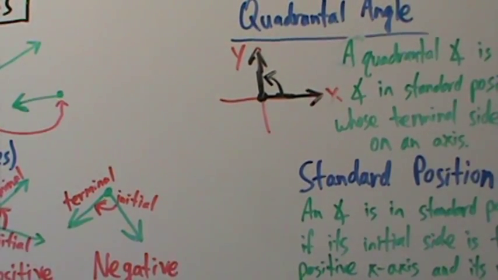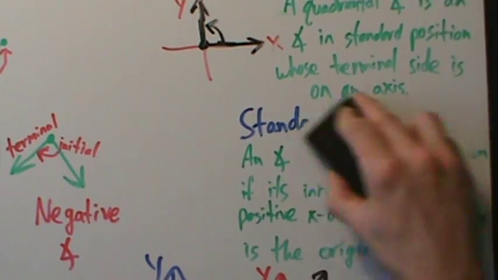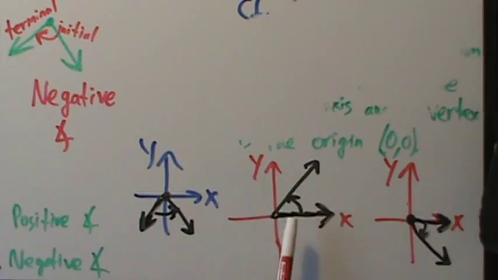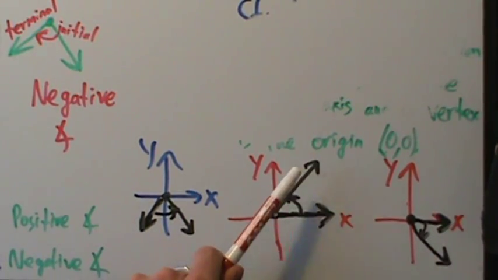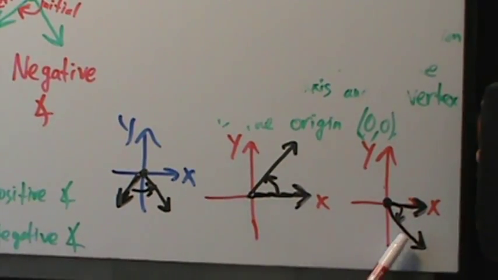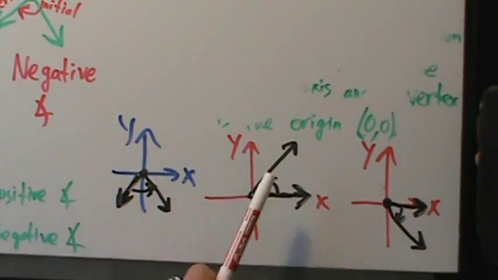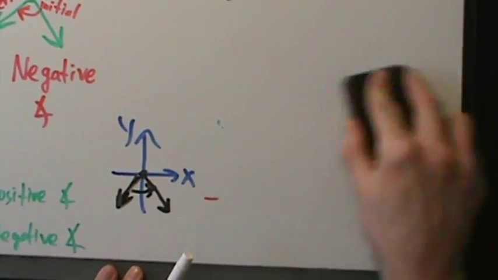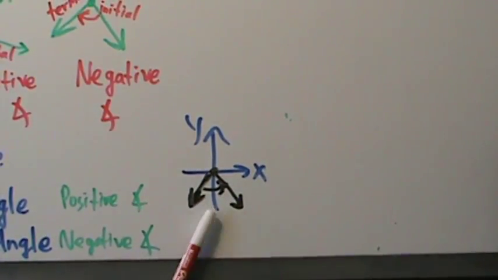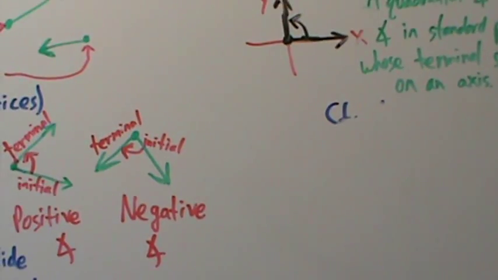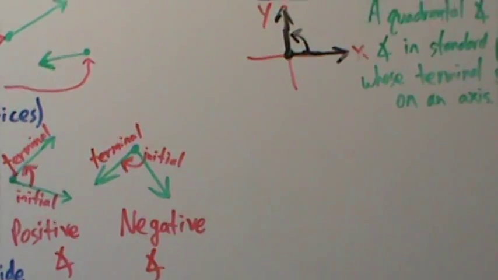Let's draw a few more. Let's erase the standard position thing here. I want to point out that these are not quadrantal angles. They're both in standard position, which is good, but the terminal side is not on an axis, it's inside of a quadrant. This terminal side is in the first quadrant, this one is in the fourth quadrant, so those are not quadrantal. And this angle is not even in standard position, so it doesn't make sense to talk about it being quadrantal. Or we could just say it's not quadrantal because it's not in standard position, because it is a requirement that quadrantal angles be in standard position.